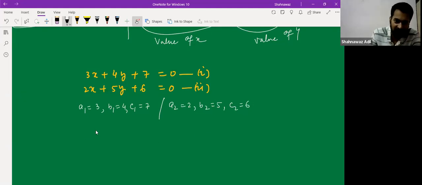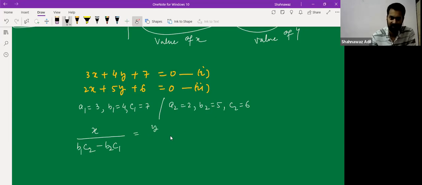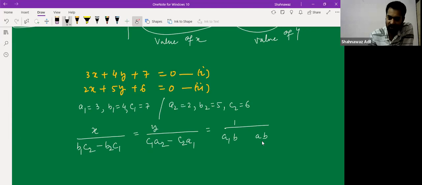So the formula is again: Rizwan, tell me this part. B1 C2 minus B2 C1, with order 1, 2, 2, 1. Yes, sir. And Talha, the next part: C1 A2 minus C2 A1, 1, 2, 2, 1. Yes. And now my turn: A1 B2 minus A2 B1, 1, 2, 2, 1.